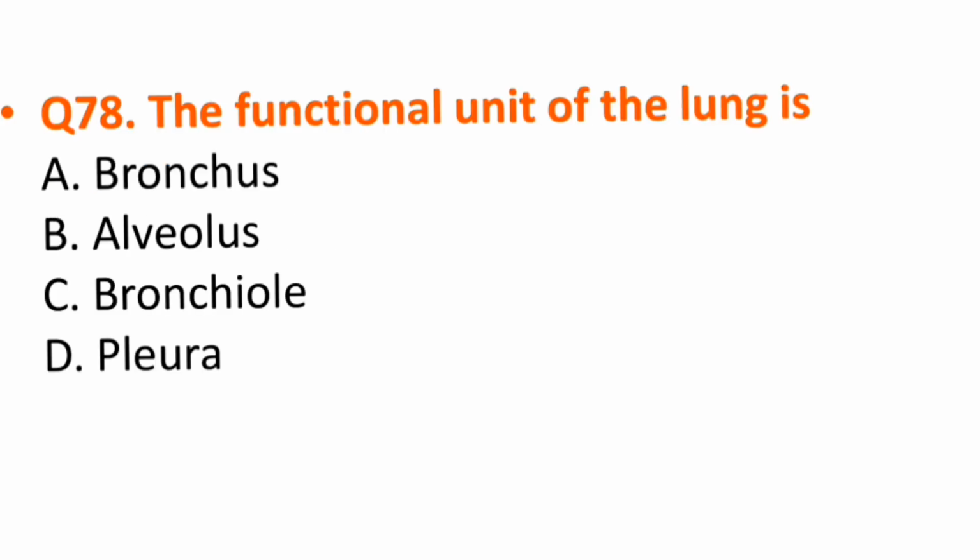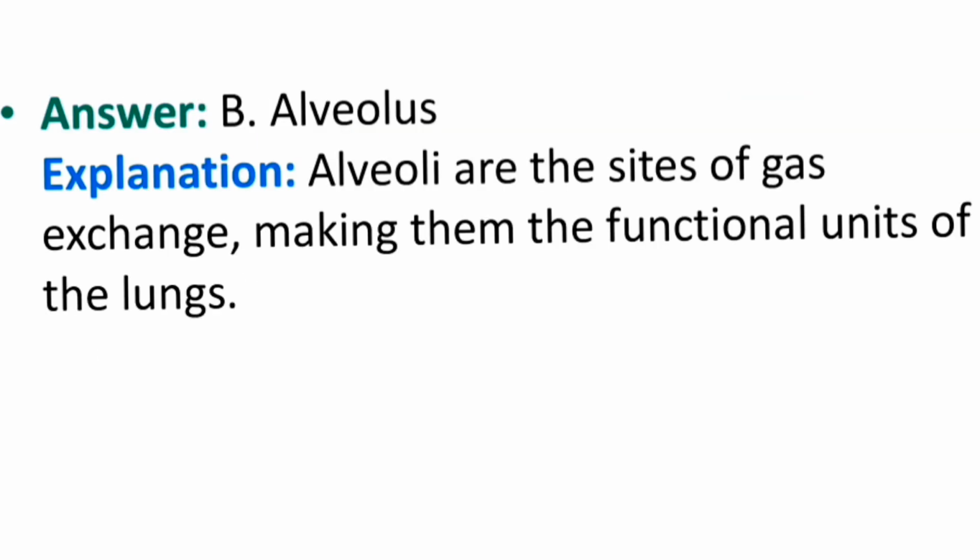The next question. The functional unit of the lung is option A, bronchus, option B, alveolus, option C, bronchi, option D, pleura. The correct answer is option B, alveolus. Alveoli are the sites of gas exchange, making them the functional unit of the lungs.